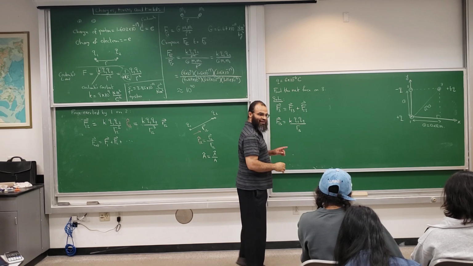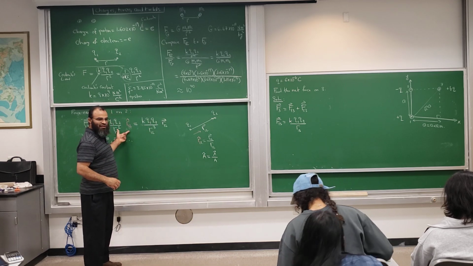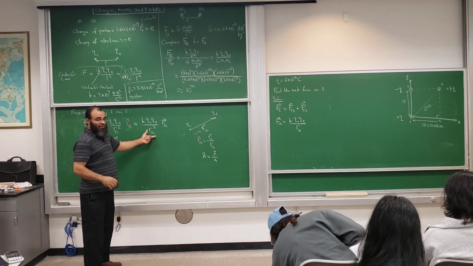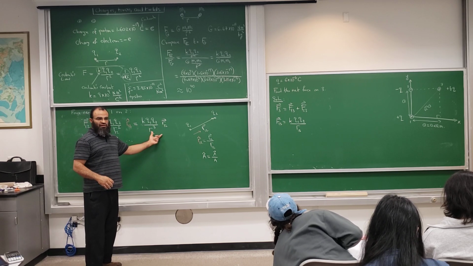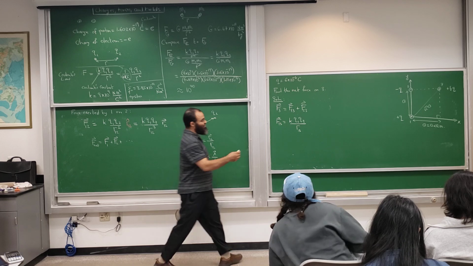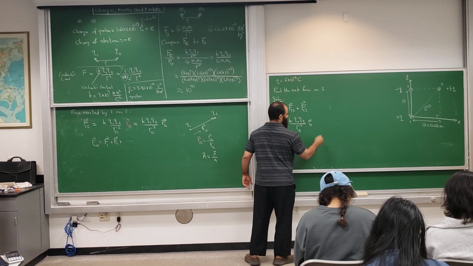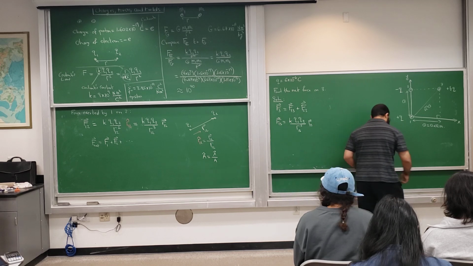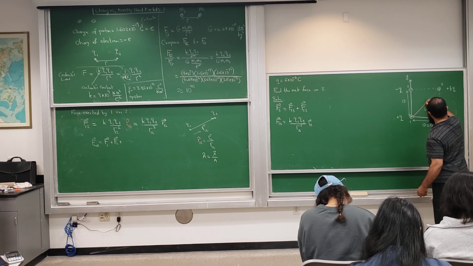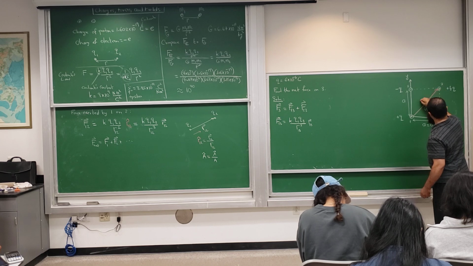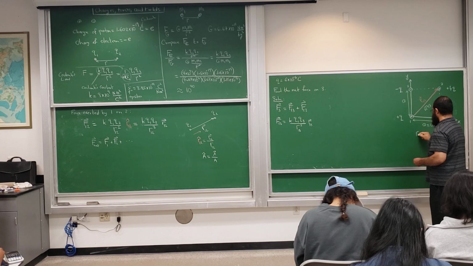For this one, since you asked earlier, should we use this form or this form? For this one, it's more convenient to use this form. I will tell you why it's more convenient in a second. Here is why. Here is the vector that points from charge 1 to charge 3. Here is R13. Who can tell me how to write R13?